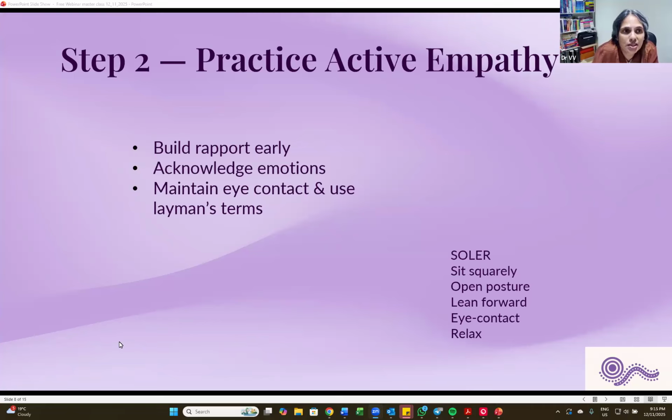So if you worked in Australia, you would see that a lot of Australian doctors follow this method. So we teach our med students to do this. It's SOLAR. So sit squarely, open posture. You lean forward slightly, as I'm doing now, and then eye contact and relax. So if you do this in every station that you can sit down, that would work for you.